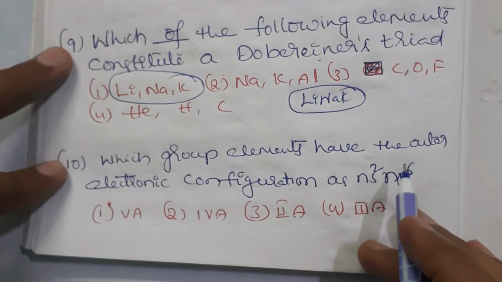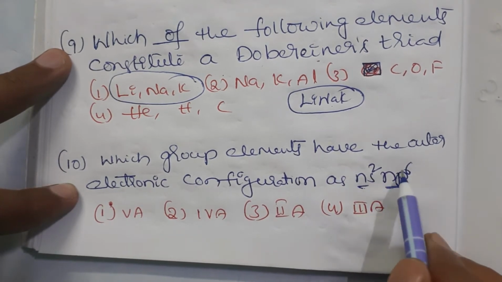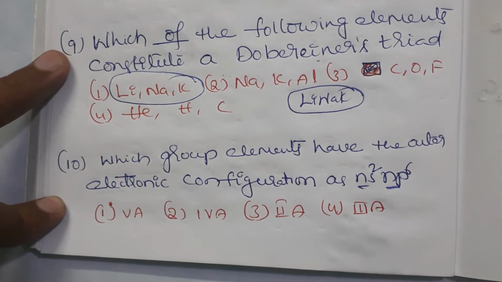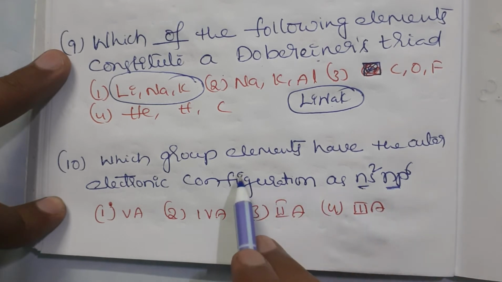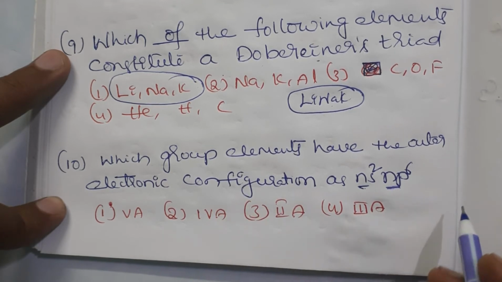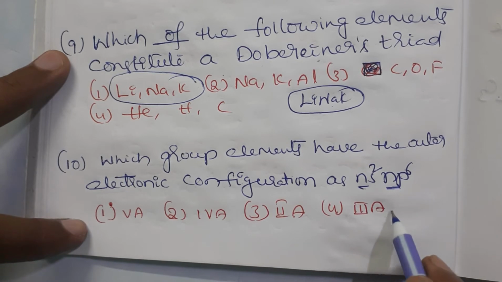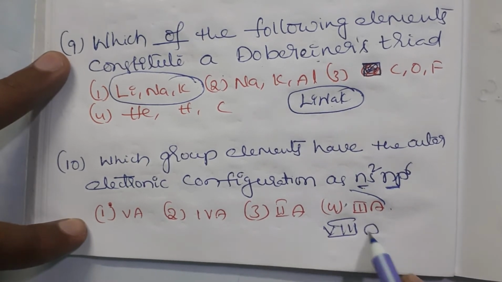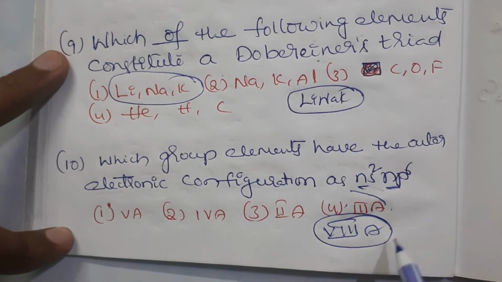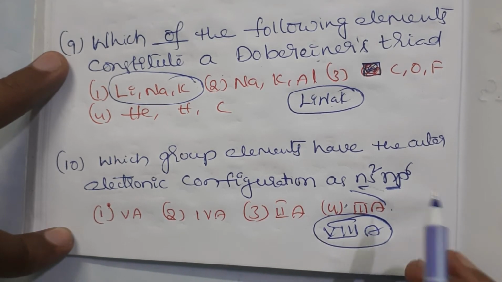Next one: which group elements have the outer electronic configuration ns2 np6? ns2 np6 means 8 electrons in the outermost shell, students. It is the 8A group, students, but here the option is not given. The 8A group, with ns2 np6, is the noble gases or inert gases. Inert gases have this kind of outer valence electronic configuration. But here the options are 5A, 6A, 2A, 3A, while it is the 8A group, students.